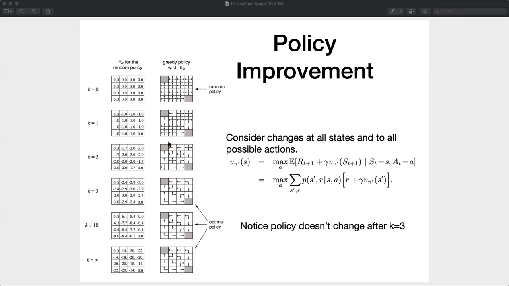Now if you use this policy and generate trajectories, you'll get these values, updated a little bit. You can see that at this state here, -1.7 is bigger than -2. So from here, you should go up or to the left. And that's what this is saying.